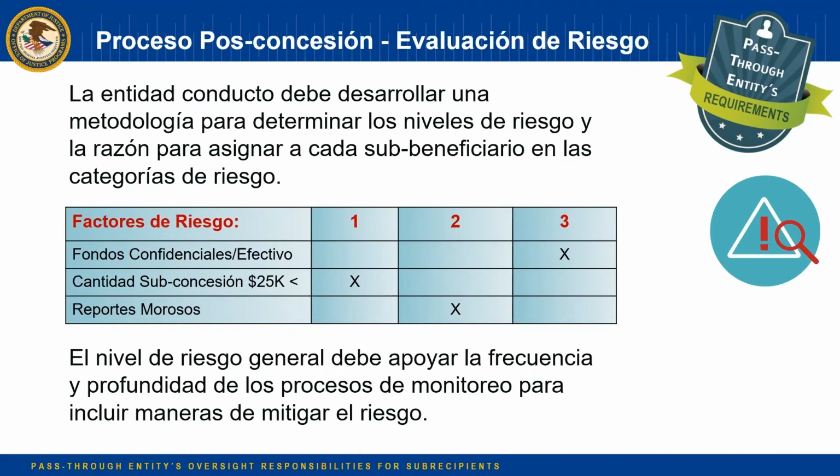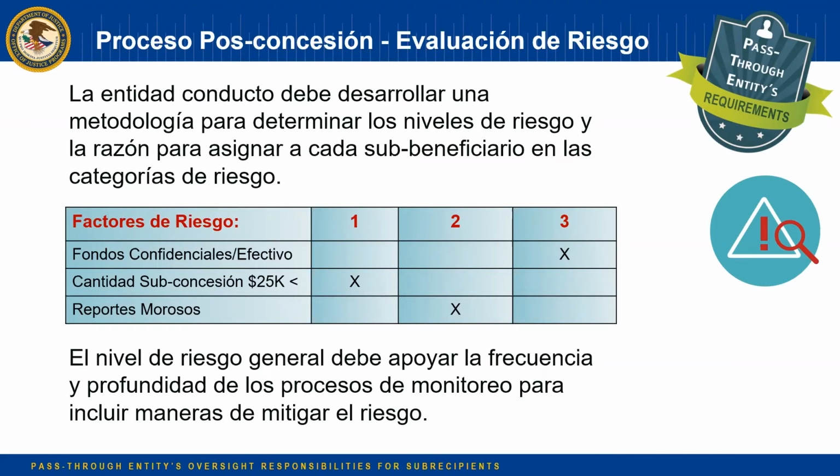The next one, sub-awards. Sub-awards under $25,000, so follow me here. I'm not saying that all sub-awards under $25,000 are low risk. In my example here, I've made the assumption that this pass-through entity, for the most part, makes sub-awards in excess of $100,000.